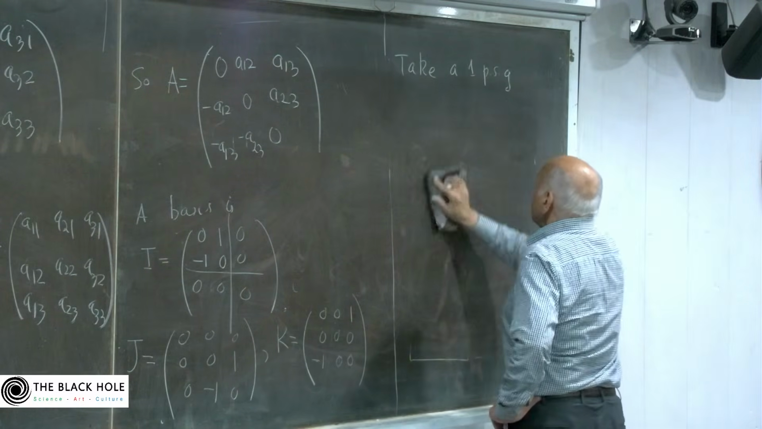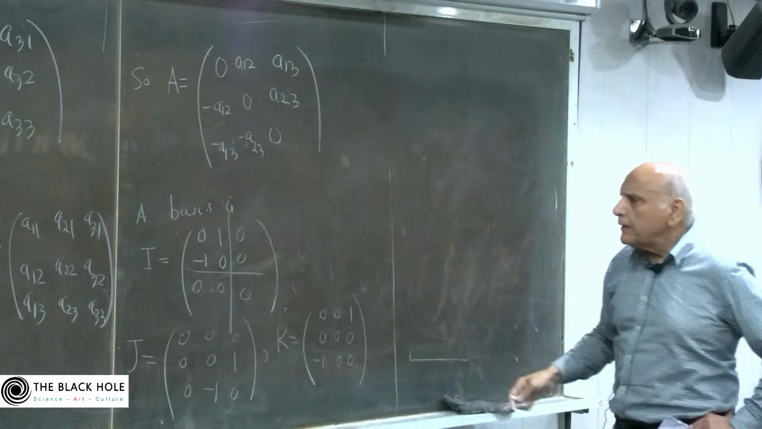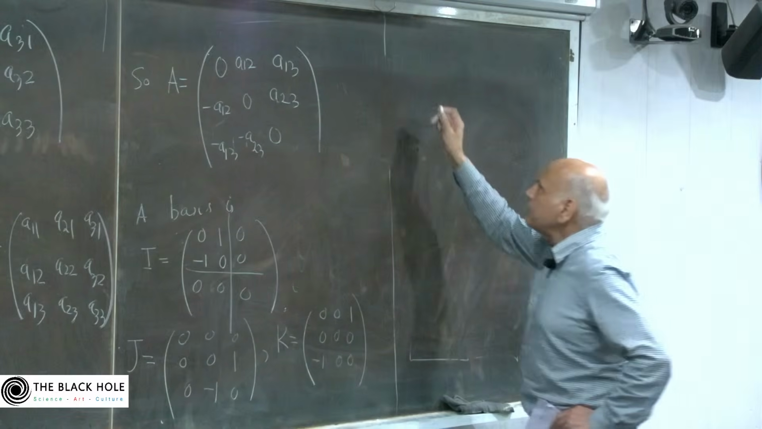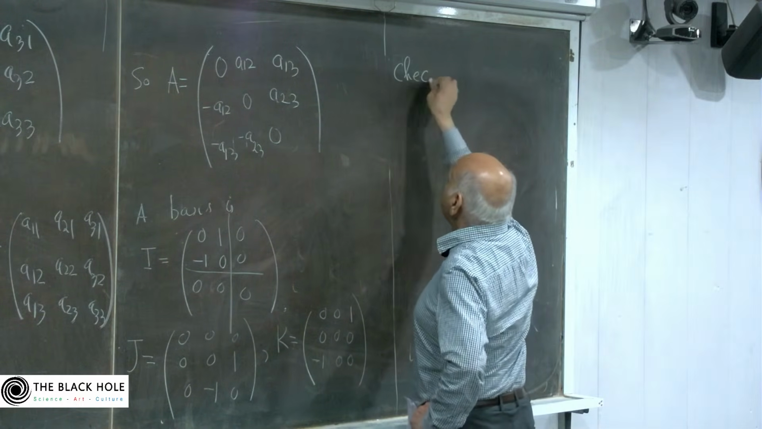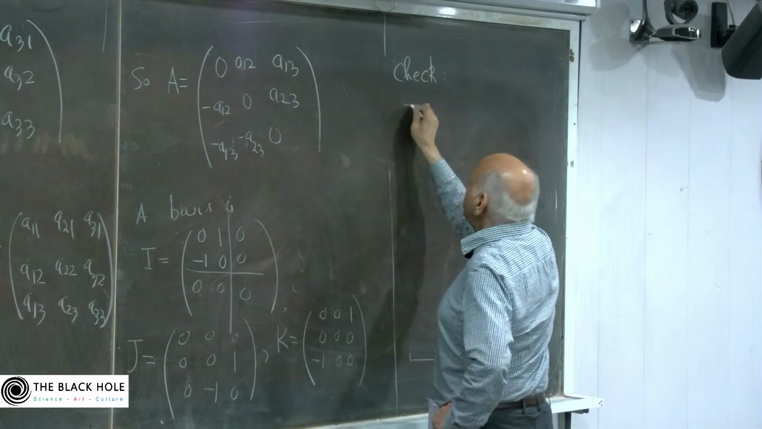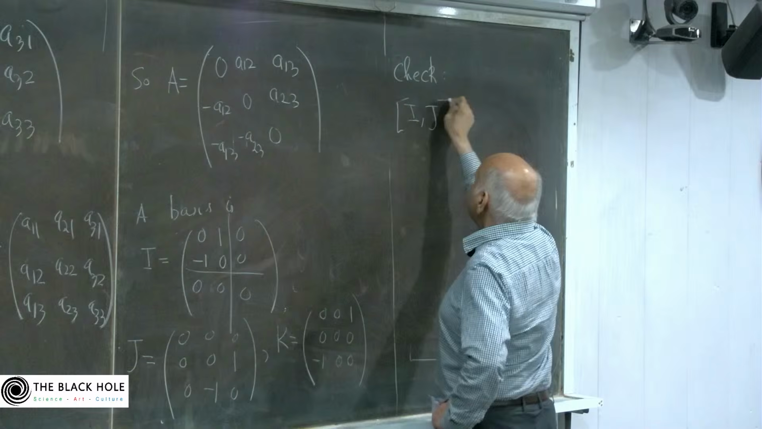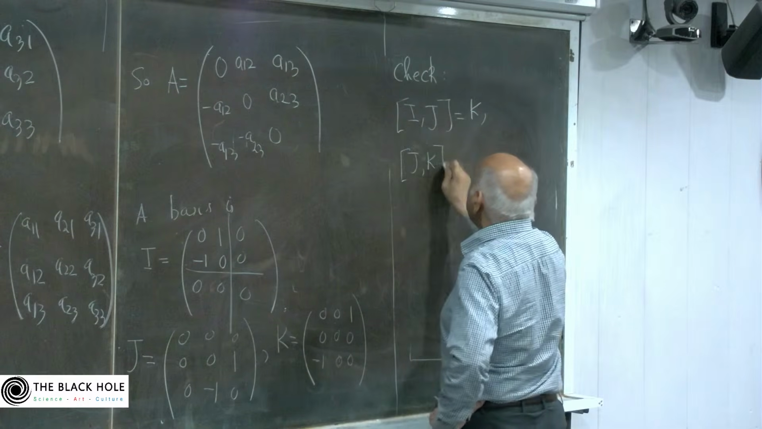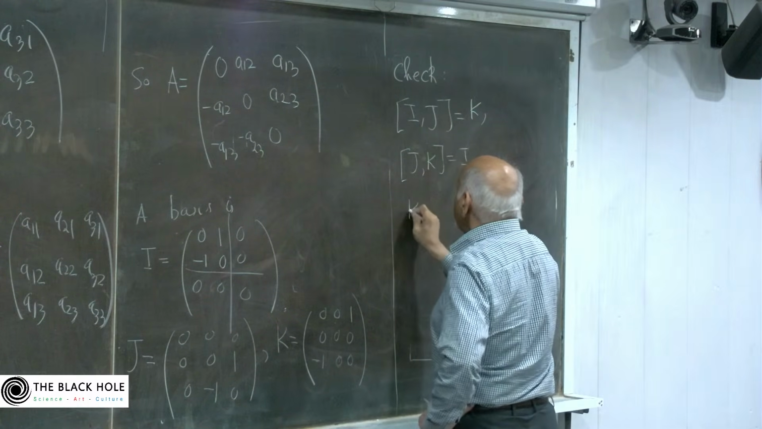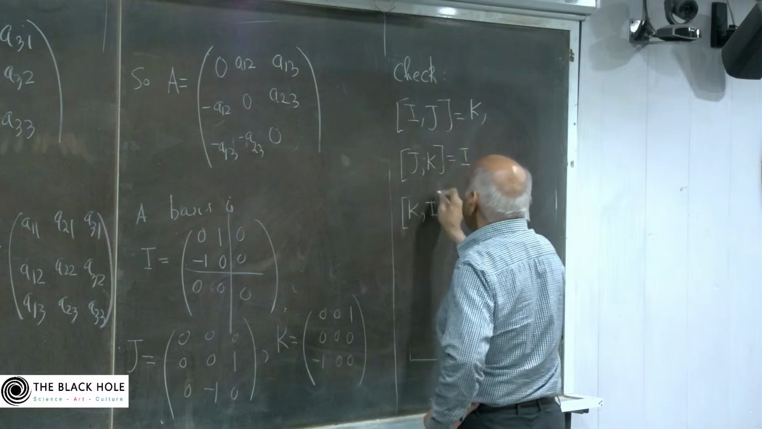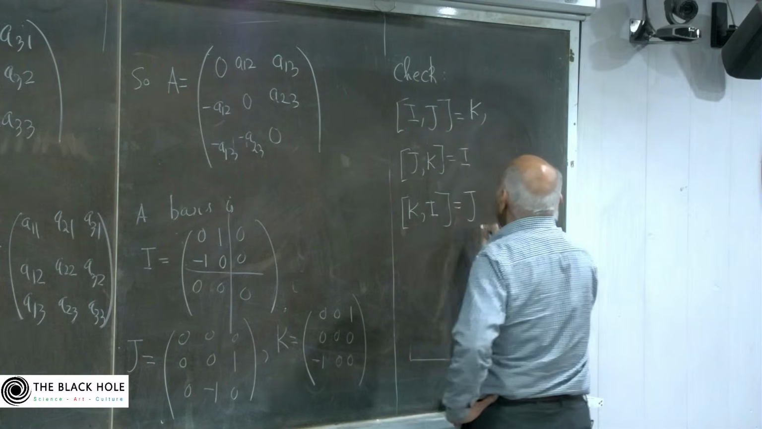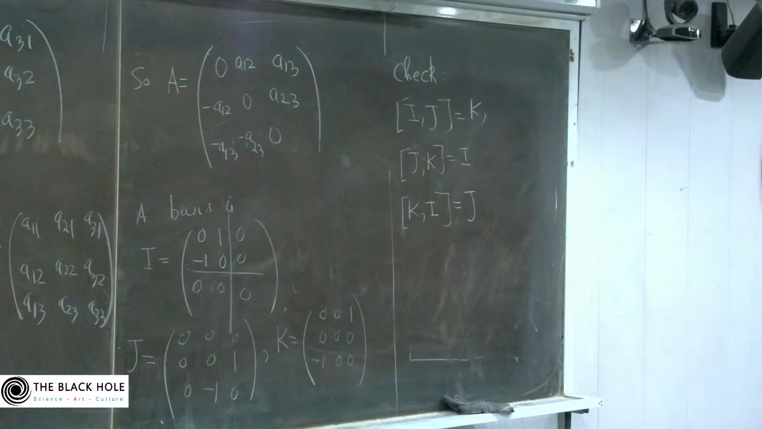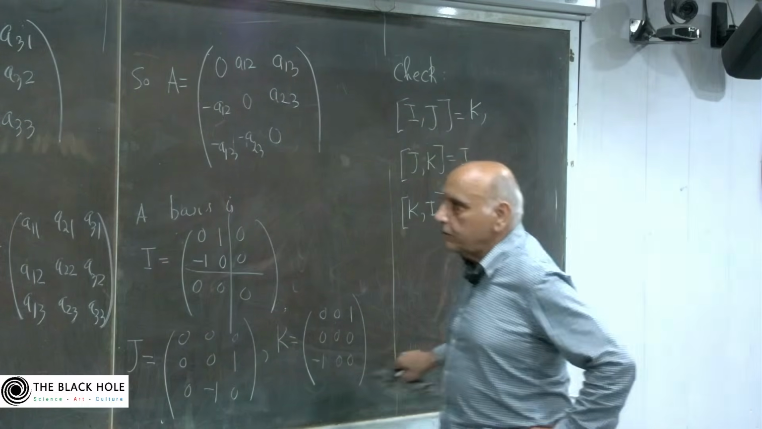Okay, so maybe I made a mistake, but you can verify that. Check if the bracket of I and J is equal to K, the bracket of J and K is equal to I, and the bracket of K and I is J. The same thing which you get for the cross product of i, j and k.